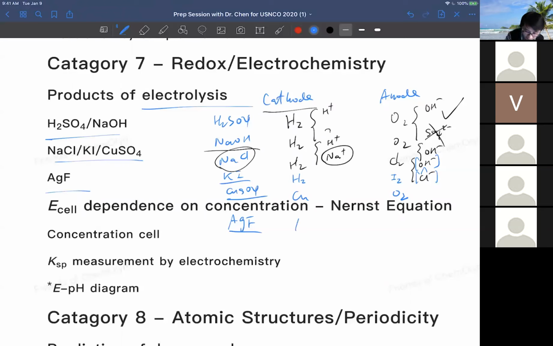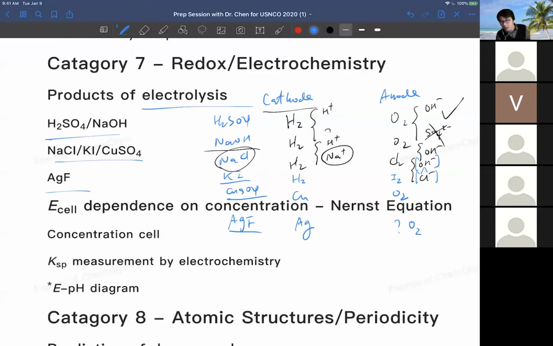So the cathode definitely will be Ag, silver, because Ag plus is very easy to gain electrons. Ag is a post-hydrogen metal, right? How about here? Yeah, here will be O2.